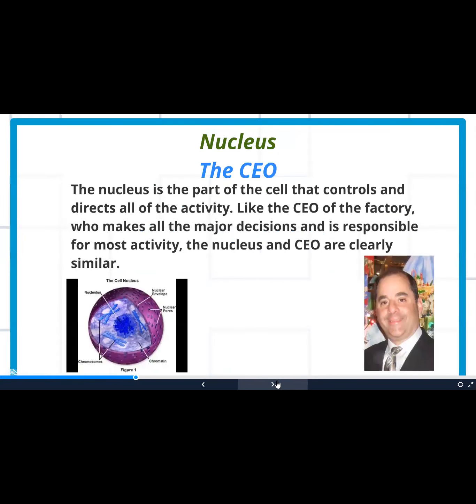The nucleus. The nucleus is the chief executive officer, the CEO. The nucleus is the part of the cell that controls and directs all of the activity. Like the CEO of the factory who makes all the major decisions and is responsible for most activity, the nucleus and the CEO are clearly similar.